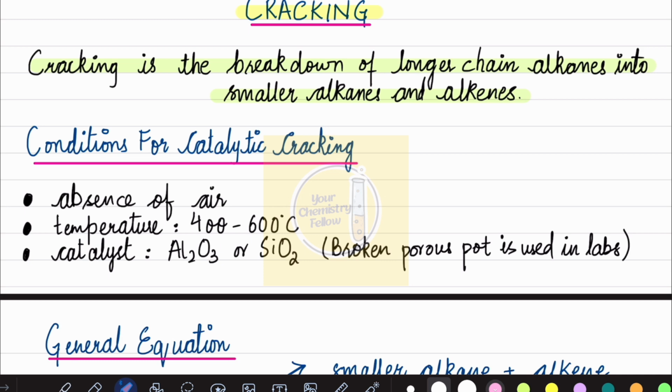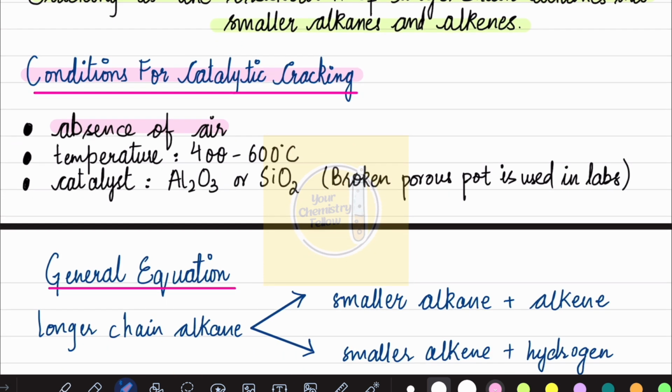The conditions for the cracking are absence of air, otherwise combustion will take place or they burn. A temperature of 400 to 600 degrees Celsius is required, and the catalysts used are aluminium oxide and silicon(IV) oxide. Broken porous pot is also used in labs, as porous pots are also made up of silicon(IV) oxide.